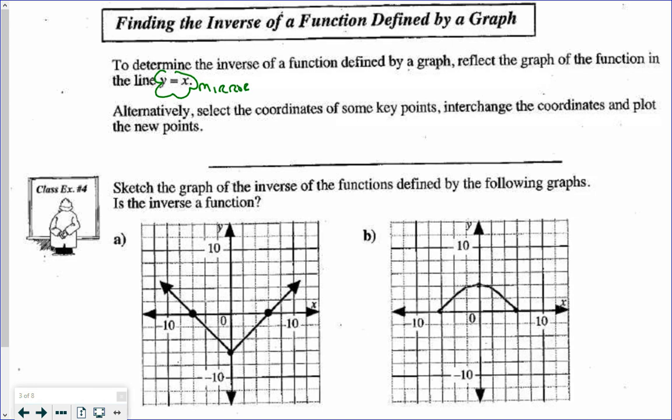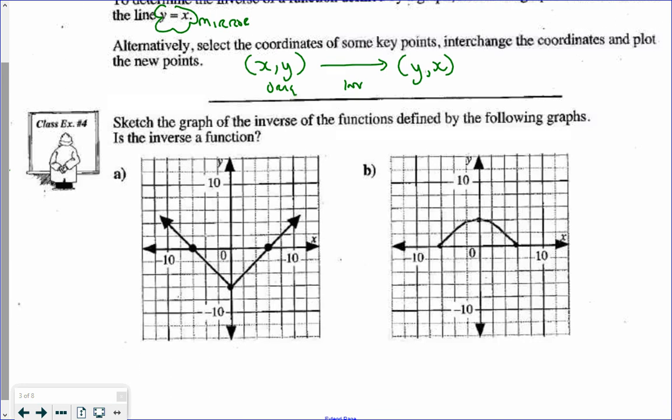Alternatively, select the coordinates of some key points, interchange those points, and plot the new ones. So what this is referring to is, our original is x comma y. We're going to do the inverse, and we're going to flip those points around. Okay? So we can use those two ideas to graph an inverse.